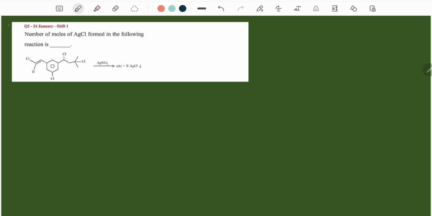Now look at the next question. Number of moles of AgCl formed in the following reaction. It is a specific reaction with silver nitrate. So I am writing the equation.